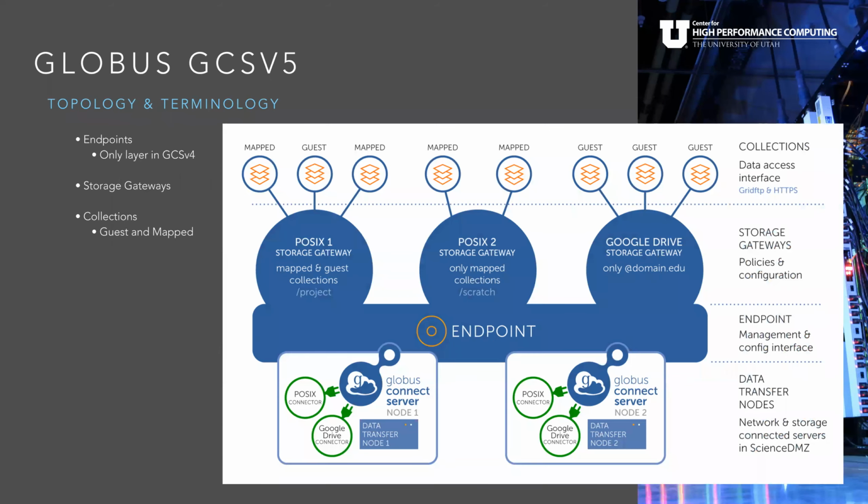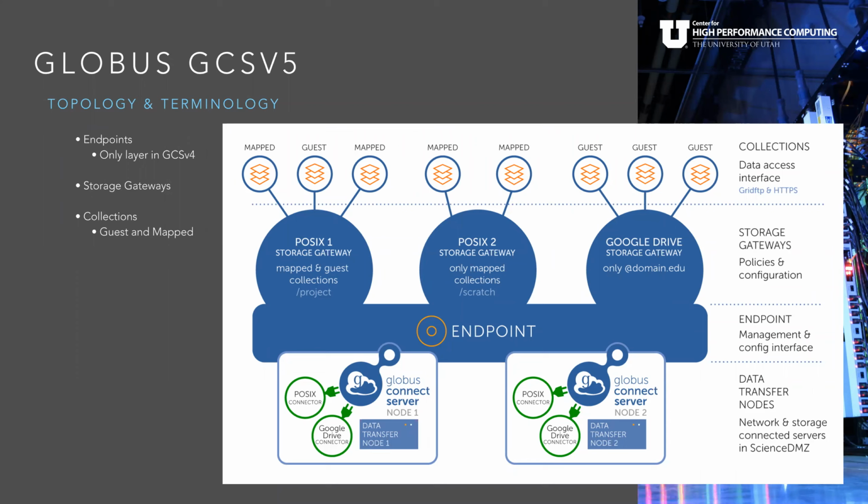So let's start going through the installation and stuff of version 5. There's some topology and terminology you should know. In version 4, there was only one layer essentially, and that was the endpoint, and you would set those up. But in version 5, they've added some more layers. There are storage gateways above endpoints, and above that are collections, and there are 2 types, guest and mapped.